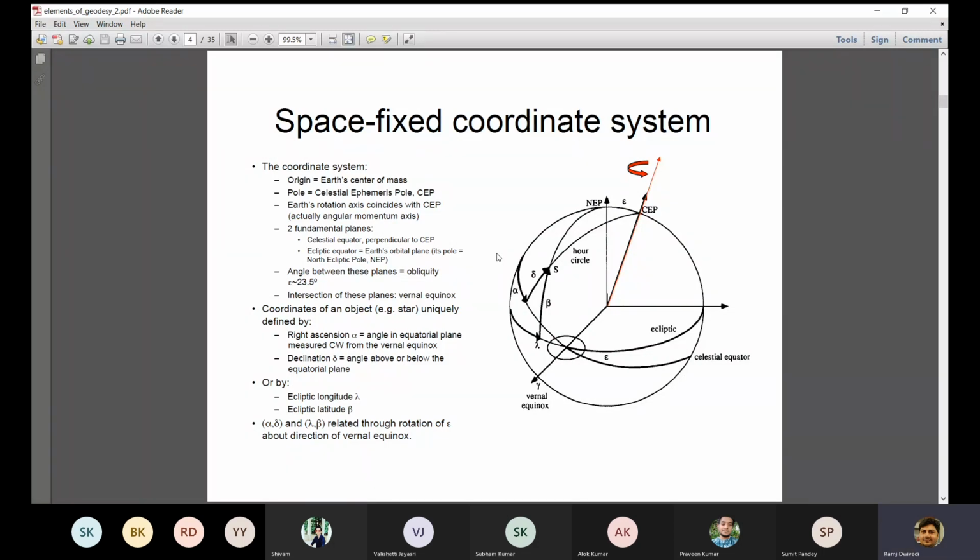So this is one basic example, but what is the problem? Whenever you look at such figures, you have too many questions in your mind. Why this NEP? Why this CEP? Why this vernal equinox? What is this vernal equinox? Vernal equinox is also known as the first point of Aries.